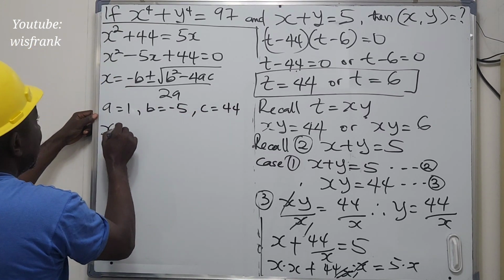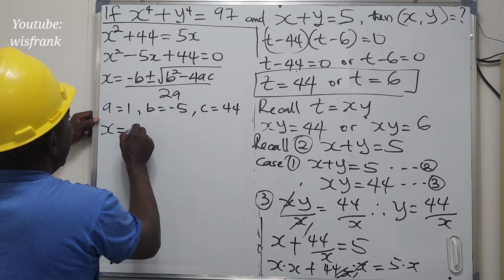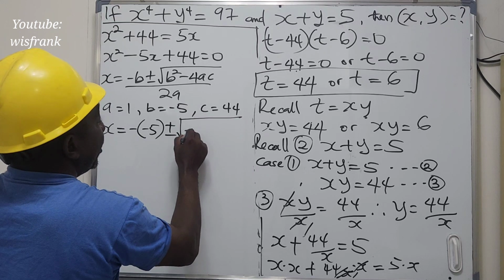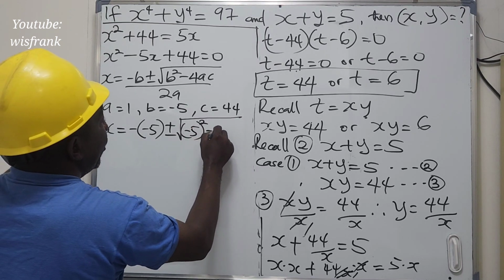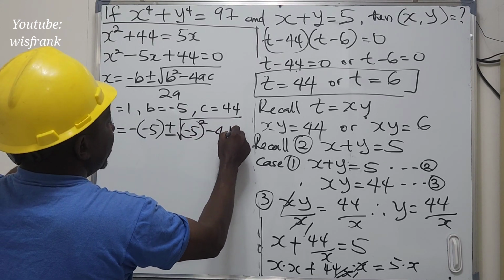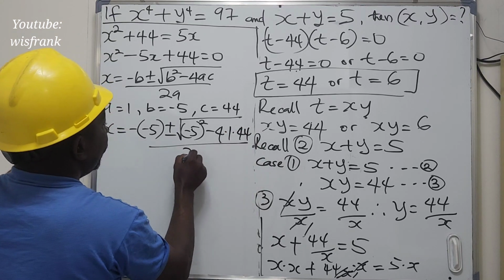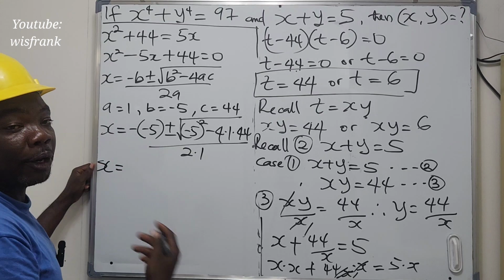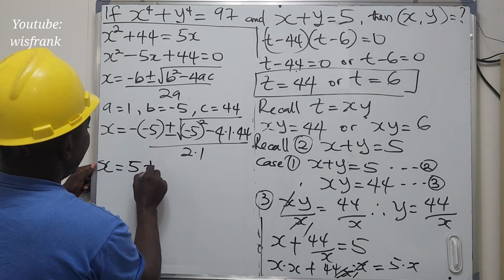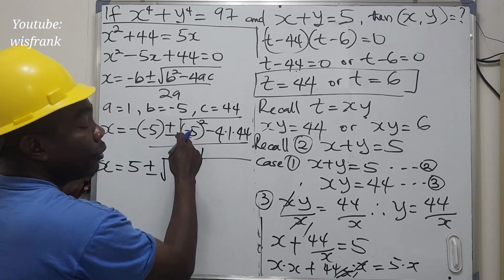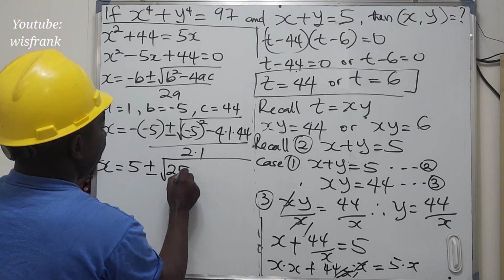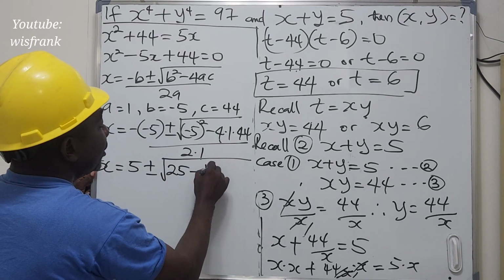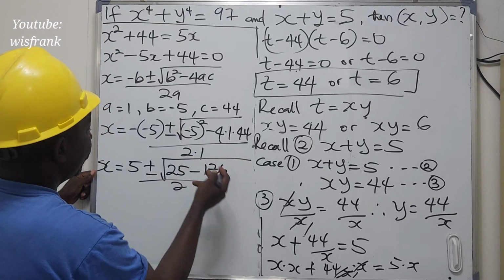So here, x will be equal to minus b, which is minus times minus 5, then plus or minus the square root of minus 5 to the power of 2 minus 4 times a, which is 1, times 44, all over 2 times 1. So here x equals minus times minus 5 will give us 5, plus or minus the square root of minus 5 to the power of 2, which is 25. Then we have minus 4 times 44, which will give us minus 176, all over 2. 2 times 1 is 2.